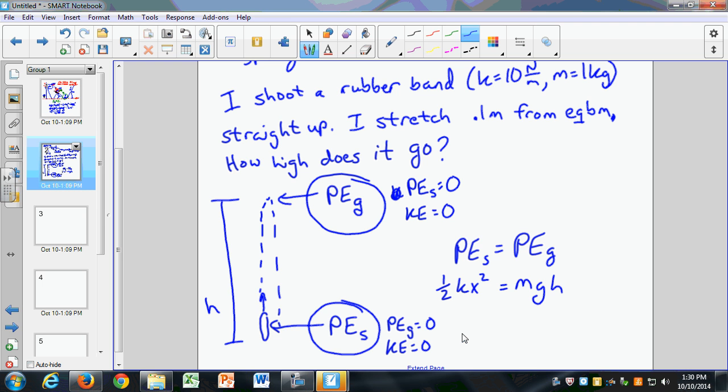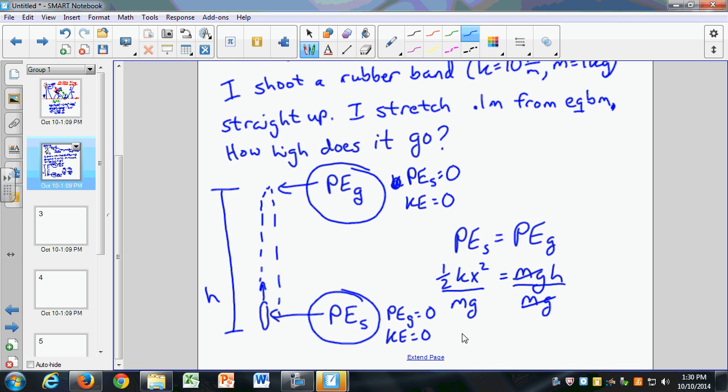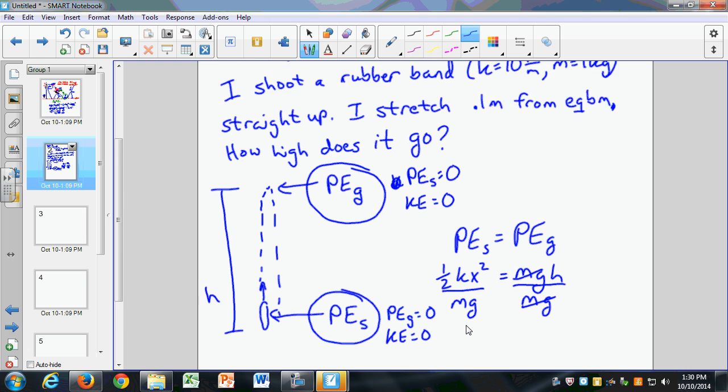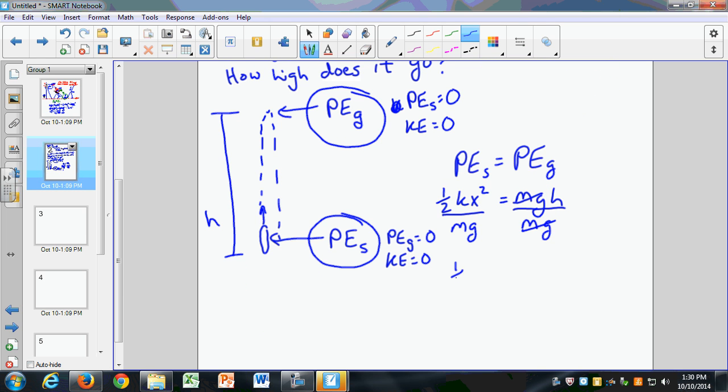Okay, and then I solve for h. I'm going to divide both sides by mg, and that'll give me h. Let's just go ahead and put those numbers in. K was what? 10. So I have 1/2 of 10. That's in newtons per meter. That's the spring constant. That will almost always be given to you, or you'll be asked to find the spring constant. But in this case, it was given. X is 0.1 meters. Remember, that's squared.